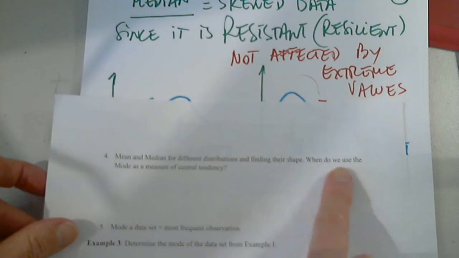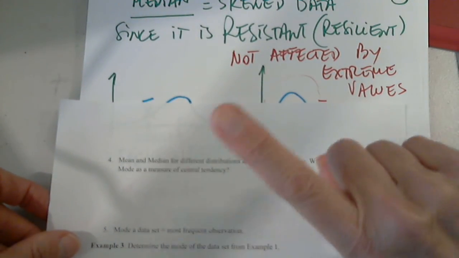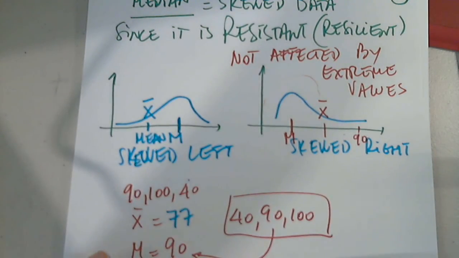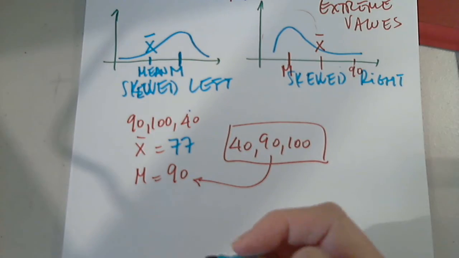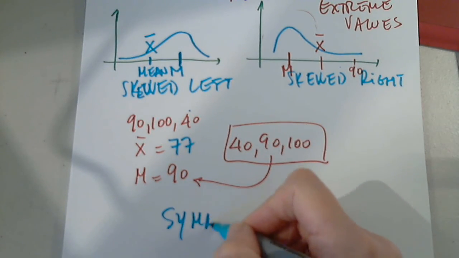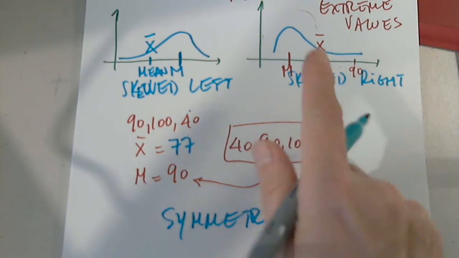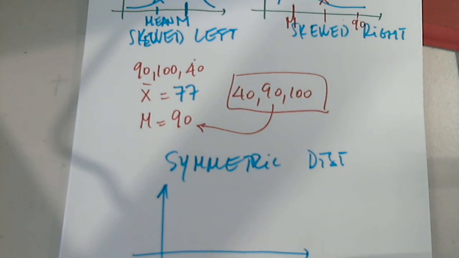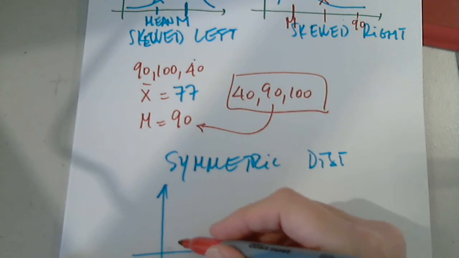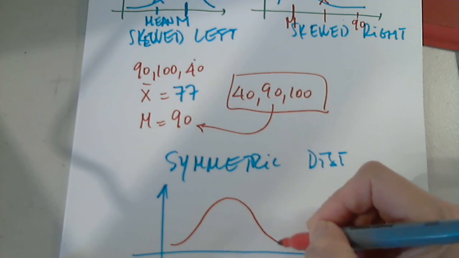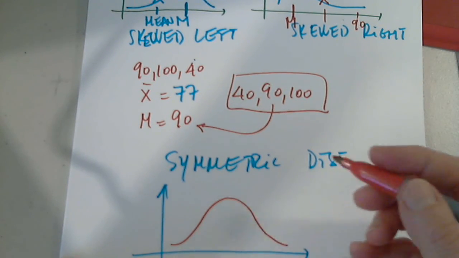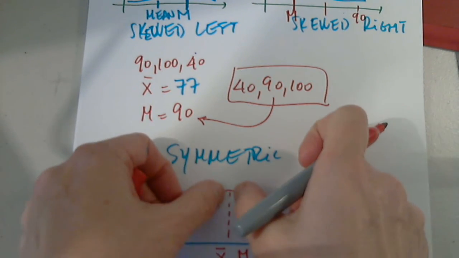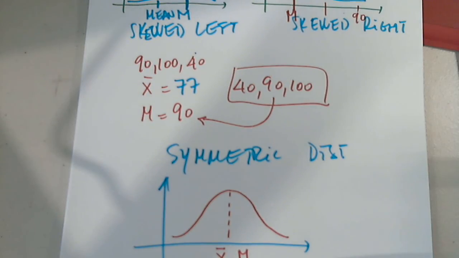Mean and median for different distributions. We already said that. I just have one thing to mention before I talk about the mode. When the distribution is symmetric, not skewed, both are good, the mean and the median. And they should be the same if it's very symmetric, perfect, bell-shaped, etc. They should be in the same spot or pretty close. So that's for the symmetric distribution.